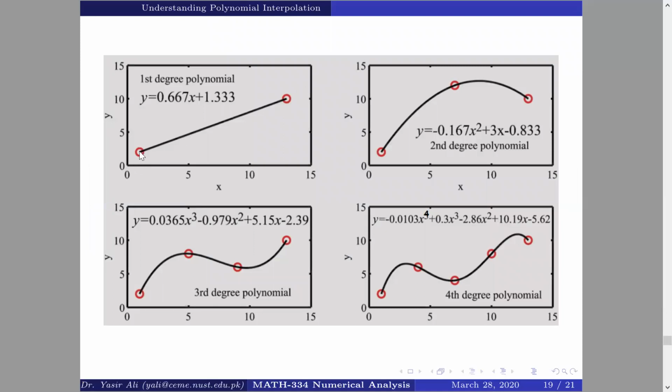If I have 2 points, then a straight line, which is a first degree polynomial, can approximate the value. If I have 3 data points, then a second degree polynomial can do the job. For 4 points, a third degree polynomial, and for 5 points, we can get a fourth degree polynomial. So this tells us that for an n degree polynomial, there should be n plus 1 data points, or for n plus 1 data points, we will have a polynomial of order n.